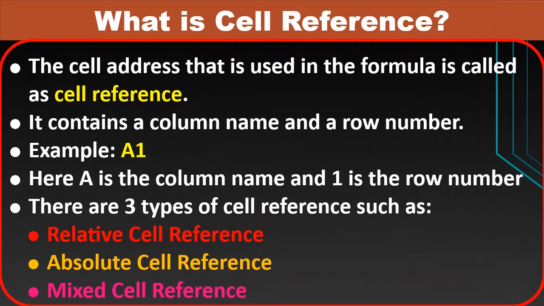So next is what is cell reference. The cell address that is used in the formula is known as the cell reference, and it contains a column name and a row number. For example, A1. When a particular cell address is used in the formula, then that cell address is called the cell reference. Here A is the column name and 1 is the row number. And there are three types of cell reference: relative cell reference, absolute cell reference, and mixed cell reference.